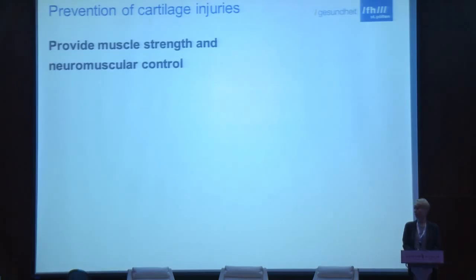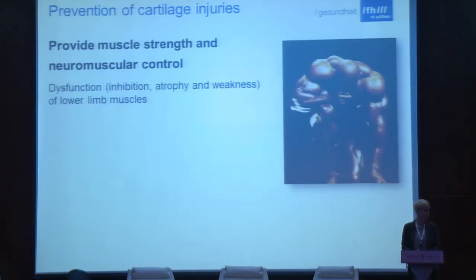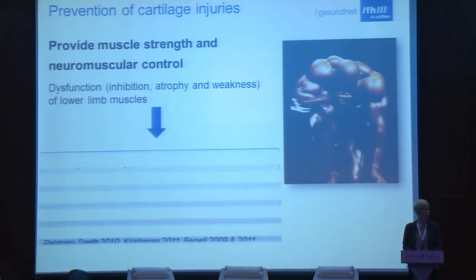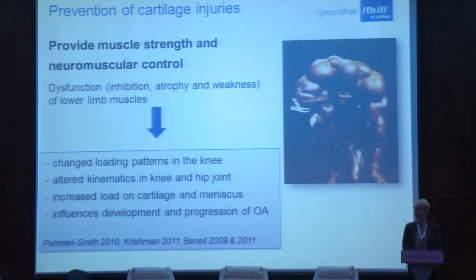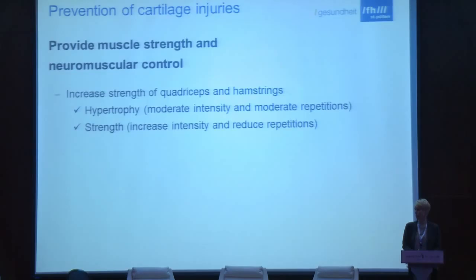Another important factor is to provide muscle strength and neuromuscular control. In general, what is the role of the lower limb muscles? We need them for joint movements, for joint stability, but in particular, this is very important for cartilage patients for load absorption, to dissipate the forces that are acting on the tissue and in particular on the joint surface. If you find this function impaired, it has been reported that it also leads to changed loading patterns in the knee. We have altered kinetics and kinematics in hip and knee joint. We will find an increased load on the cartilage and meniscus, and it also influences the development and progression to OA. So increase strength of quadriceps and hamstrings, both hypertrophy and strength.